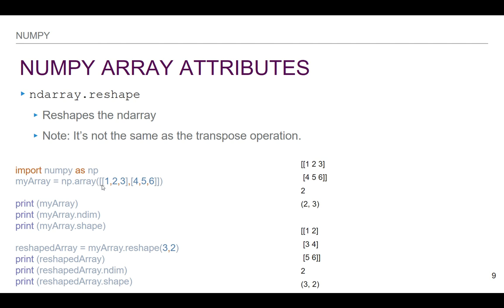So in this example, we have a two-dimensional array with ndim 2 and shape 2, 3. Then we reshaped it to 3, 2, so we have 3 rows and 2 columns. So the values are redistributed. And the number of dimensions is 2, and the shape is 3, 2.